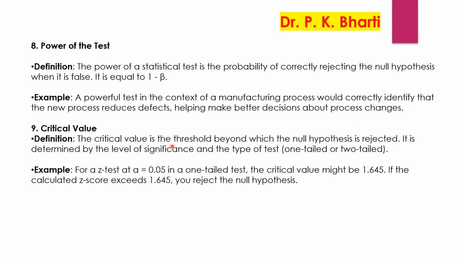Critical value. The critical value is the threshold beyond which the null hypothesis is rejected. It is determined by the level of significance and the type of test, one-tail or two-tail test. We will see it in detail, but for example, if we perform a Z test with alpha 0.05 in a one-tail test, the critical value might be 1.645. If the calculated Z score exceeds 1.645, we will reject the null hypothesis. We will discuss the Z test in detail in the coming videos.